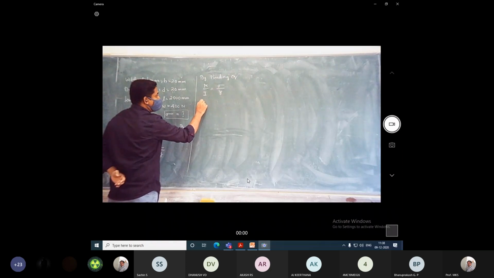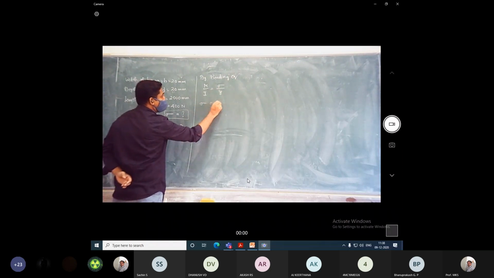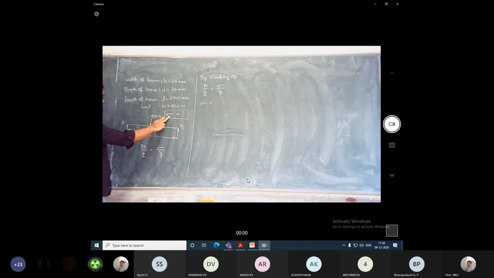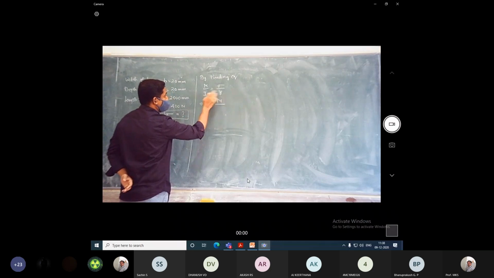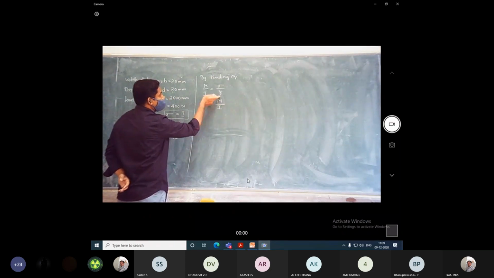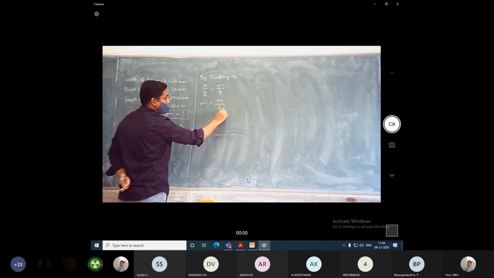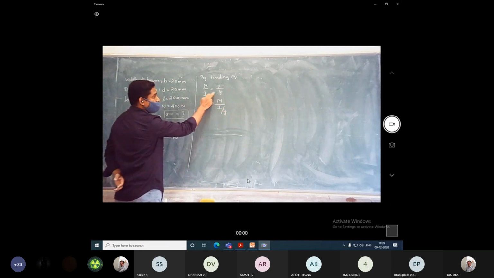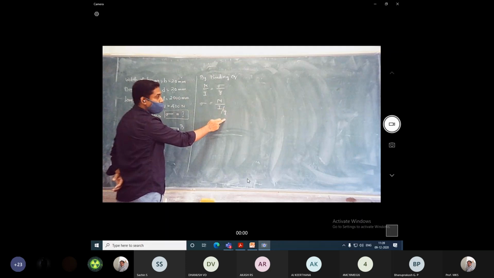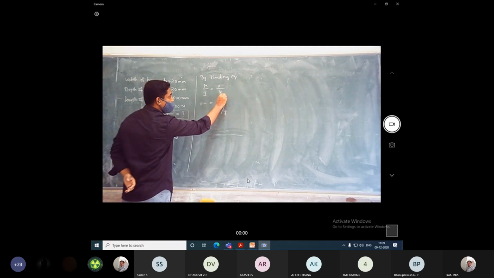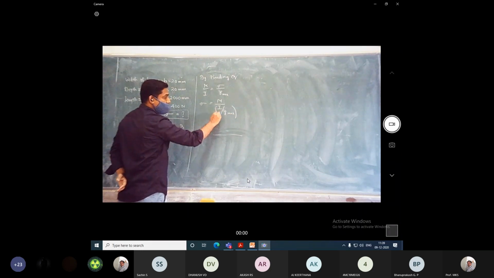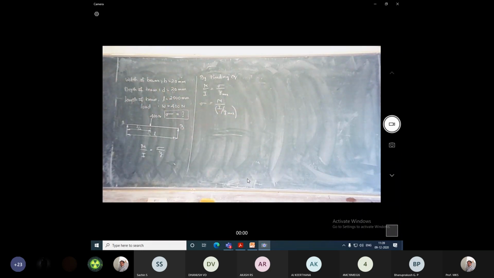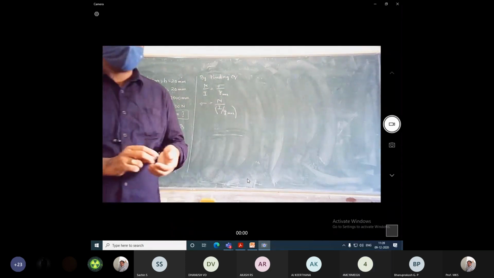So here, what is M? Or sigma. I need to find sigma, the maximum stress induced on the beam. Sigma is equal to M by I, and y goes below, in the denominator. This y is nothing but y maximum. So what is this term, I by y maximum? I by y maximum is what? Z. Yeah, it is Z.